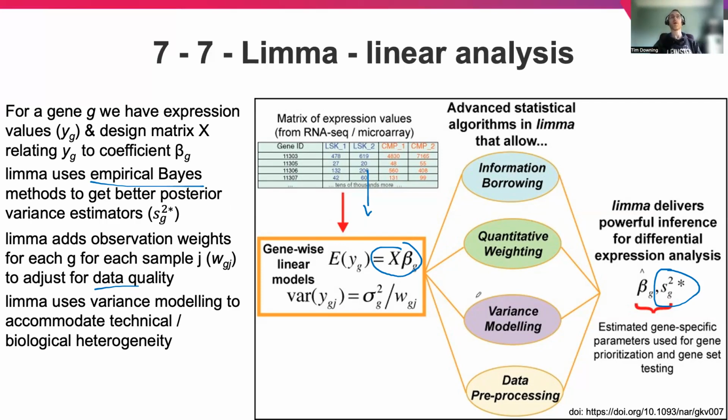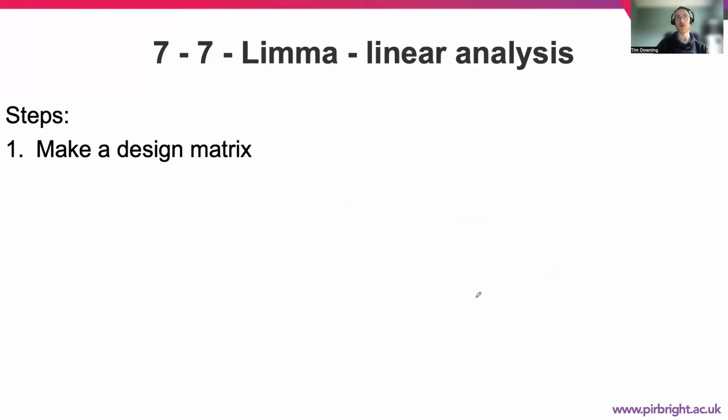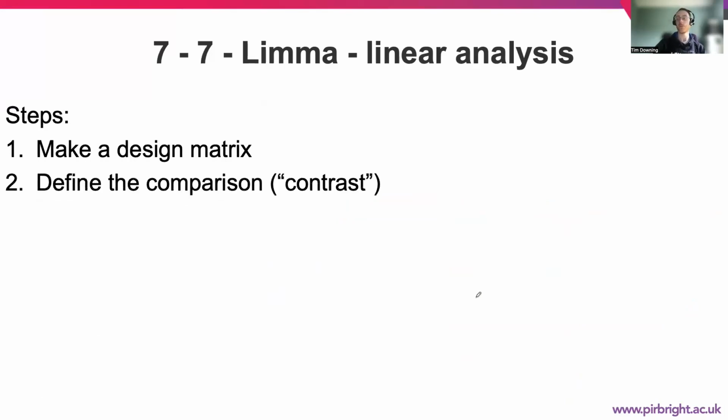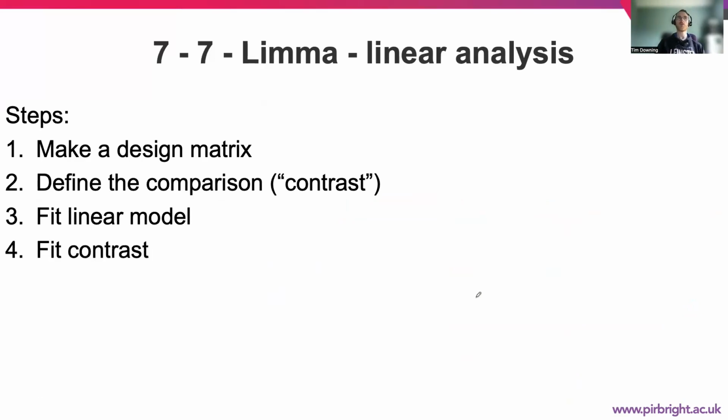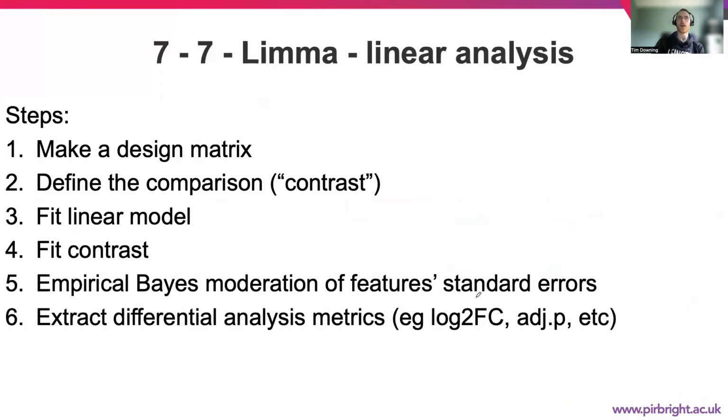So in terms of the steps of how we go about implementing these models, we have to firstly make a design matrix and then define the comparison we want from that design matrix. We might have multiple different groups we want to compare. We need to define what contrast for each comparison that we want to make. We fit a linear model based on this comparison and design matrix. We fit a contrast model from that. We're able to use empirical Bayes moderation to get the features' standard errors, and then extract the differential analysis metrics, just the log two-fold change, adjusted p-value, and so on at the end.